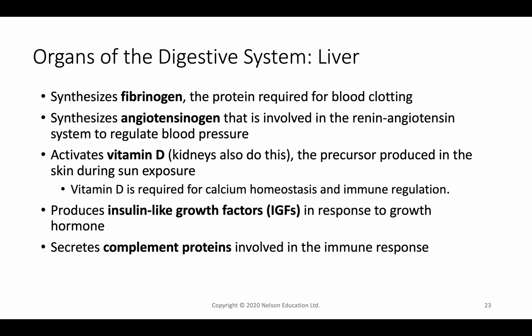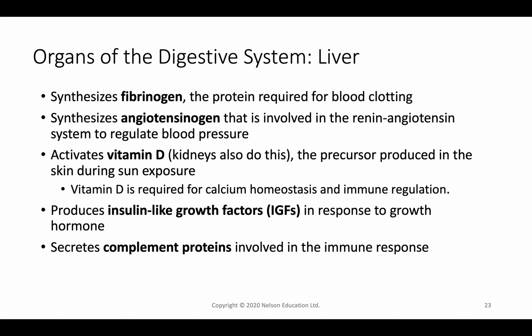The liver also synthesizes what's called fibrinogen. This is going to be responsible for the blood clotting response, and angiotensinogen, which is involved in regulation of blood pressure. It also is going to activate vitamin D, which is going to be a precursor produced via sun exposure in this layer of skin. And vitamin D is really important because it regulates the immune system as well as the regulation of calcium homeostasis, which is really important for your bones.